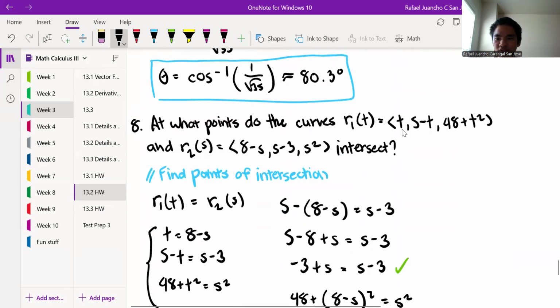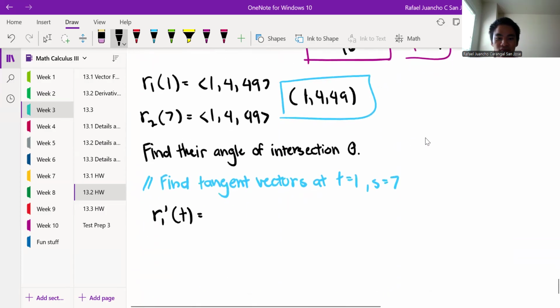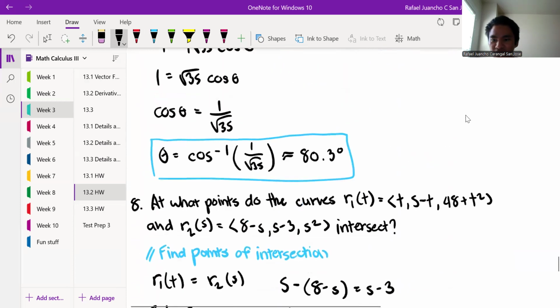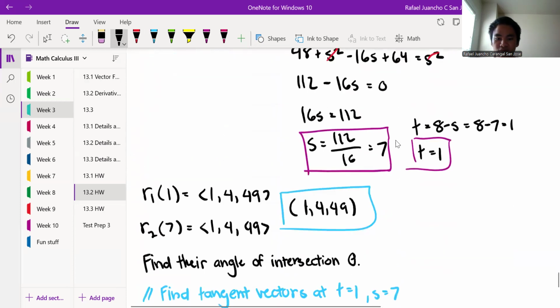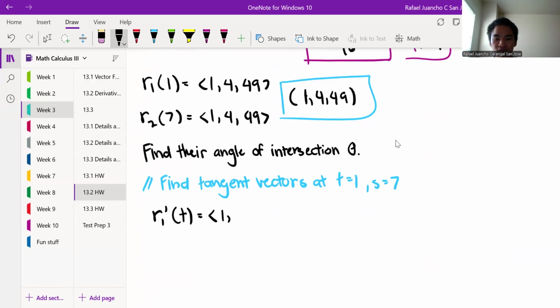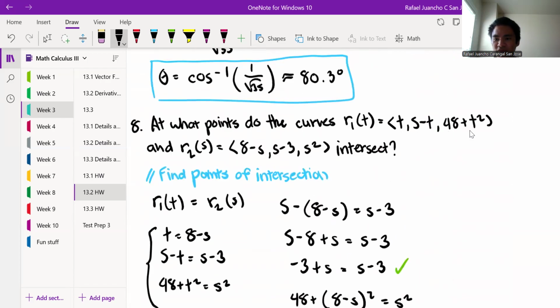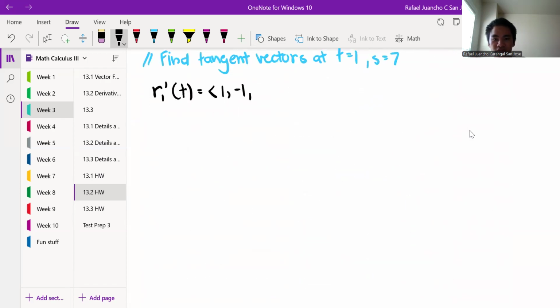Okay, hopefully this is easier, right? So derivatives. Wait, is this a 5? Oh, it's a t. So derivative of t is 1. 5 minus t, that's negative 1. 48 plus t squared, that's 2t. Okay, this is easier.